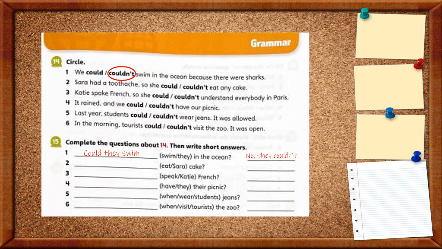Then on the other exercise, it says, complete the questions about 14. Then write short answers. Tenemos que completar las preguntas de las oraciones de arriba. Por ejemplo, number 1. Could they swim in the ocean? ¿Pudieron nadar en el océano? Contestamos, no, they couldn't. No, no pudieron. Acuérdense que la primera oración dice que no pudieron nadar porque había tiburones.